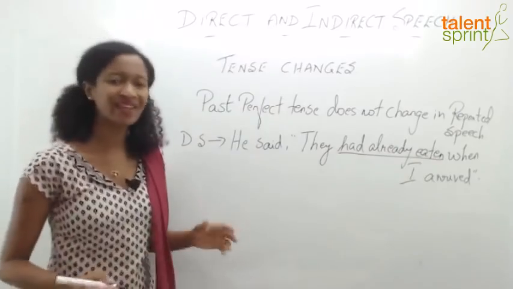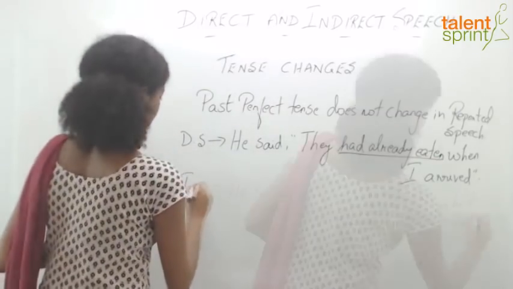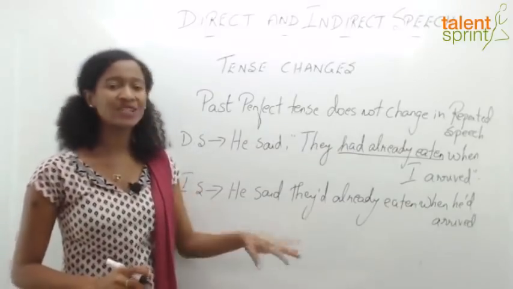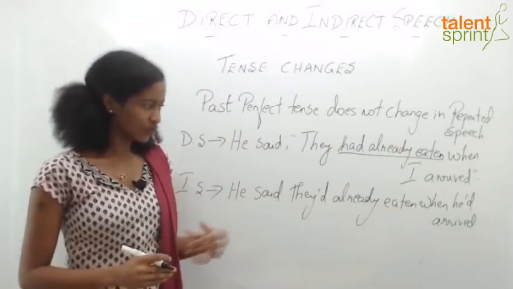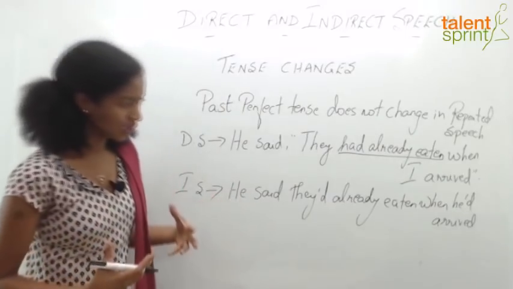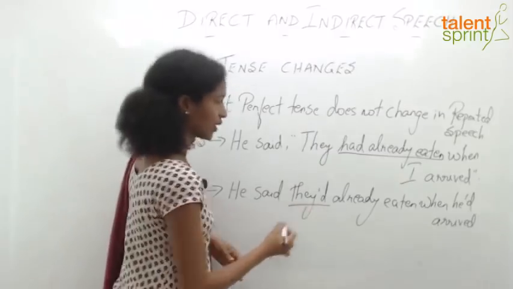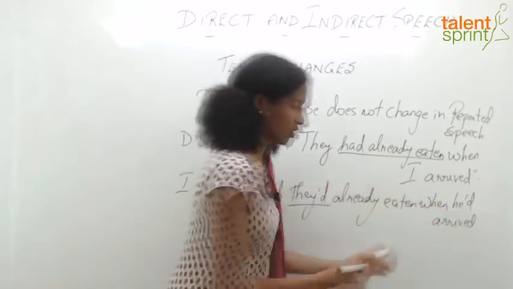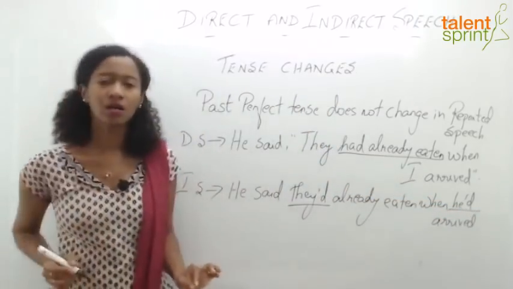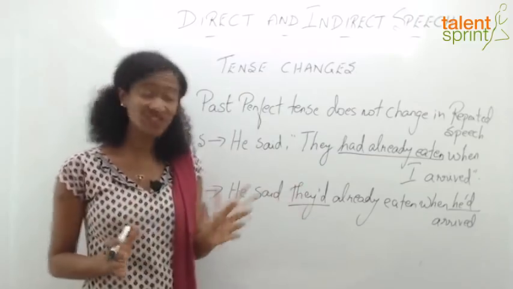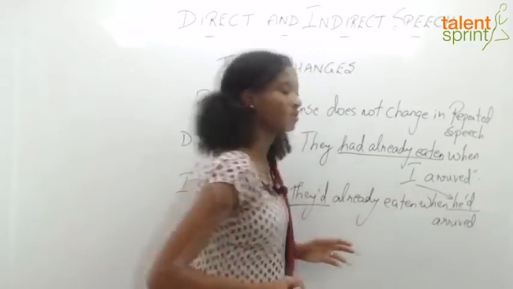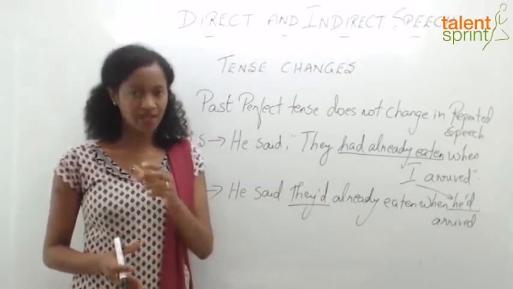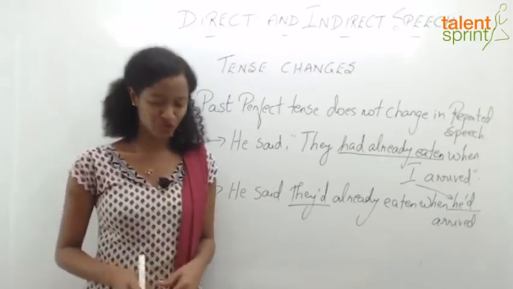Past perfect tense. Let's look at the indirect speech for this. So the indirect speech reads like this. He said they'd already eaten when he'd arrived. So if you look at the tense as such, I've just contracted "they had" to "they'd", and "he had", right? I've contracted this also to he apostrophe d, he'd arrived. So the only change is the pronoun I to he. The tense remains the same when it comes to the past perfect tense. This is something that you need to keep in mind. Let's move to our next rule.